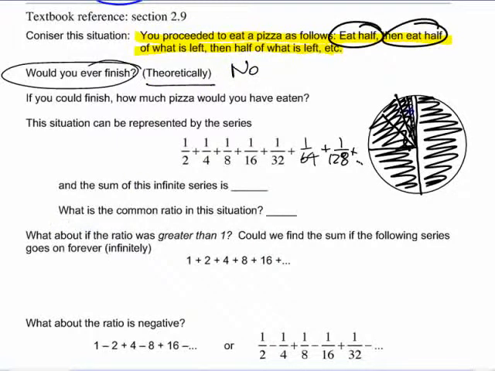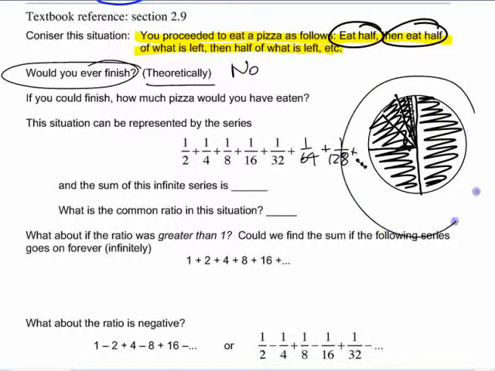I know in reality we'd get down to where the pieces are so small that there's only one pizza molecule left or whatever. Which, there's no pizza molecules, but whatever it is. And then you have to eat that one, right? But in theory, you're always going to have some left, right? If you always take half of what's there. So in theory, you're never going to finish.